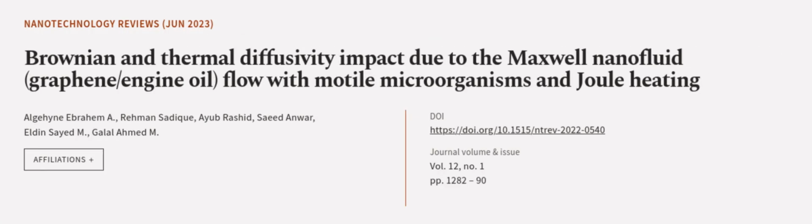The homotopy analysis method technique in Mathematica 12 was used to solve the present study. This article was authored by Algehyne Ebrahem A., Rehman Sadique, Ayub Rashid, and others.